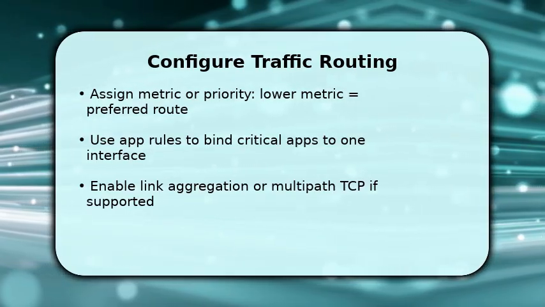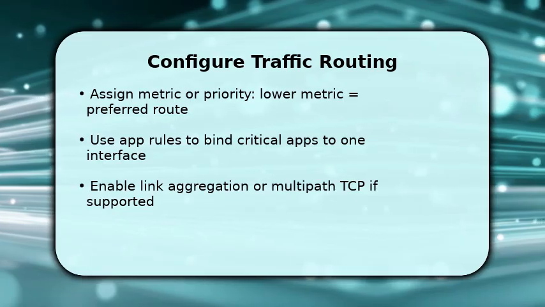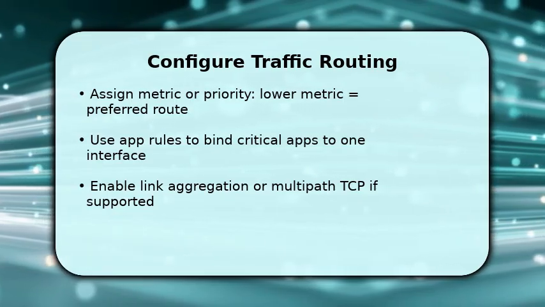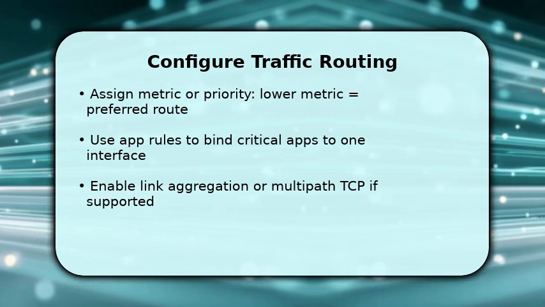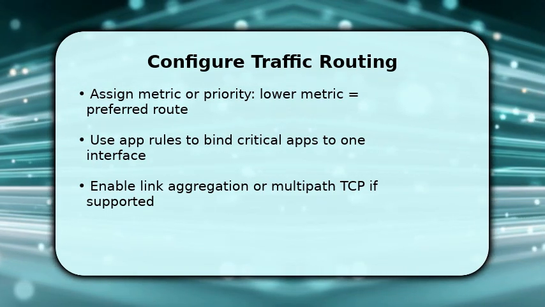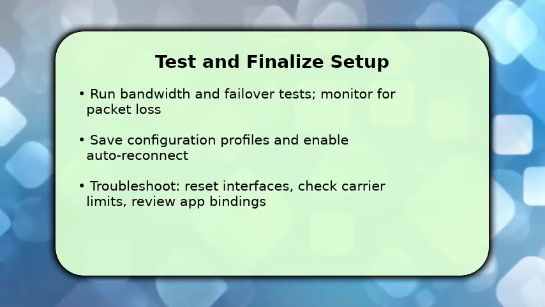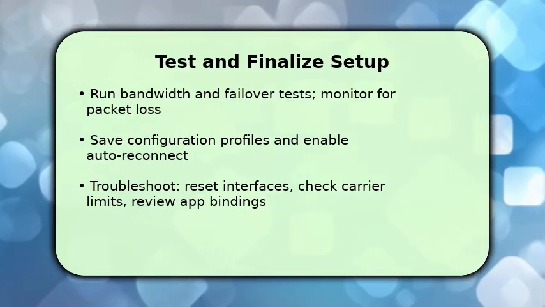If your device or router supports multipath TCP or link aggregation, enable it to combine capacity. Make sure to test transfers and adjust metrics until throughput and stability match expectations. Finish by testing and locking in the configuration.